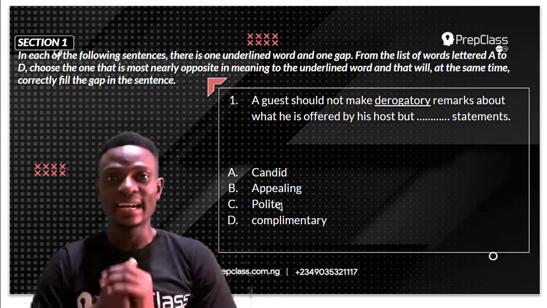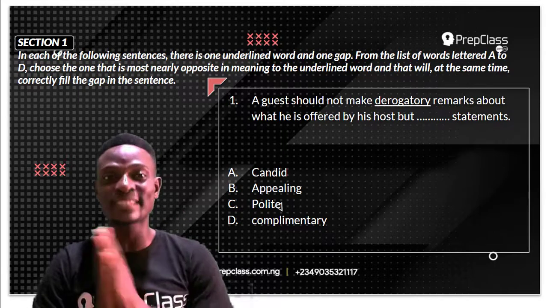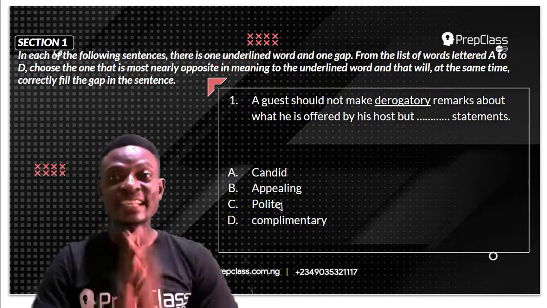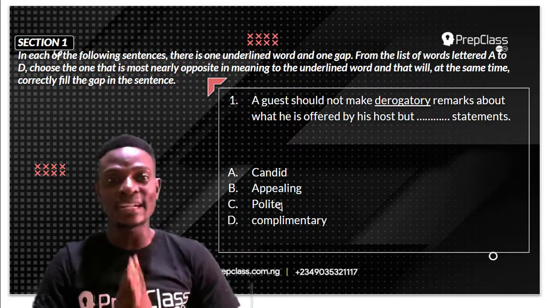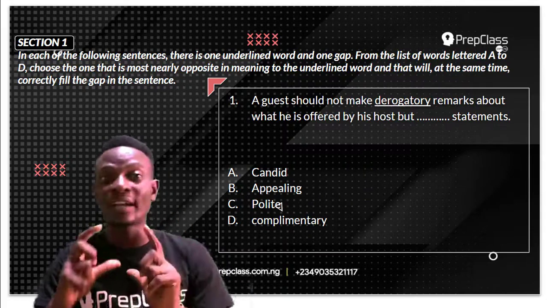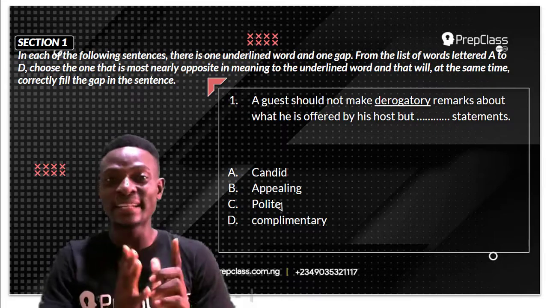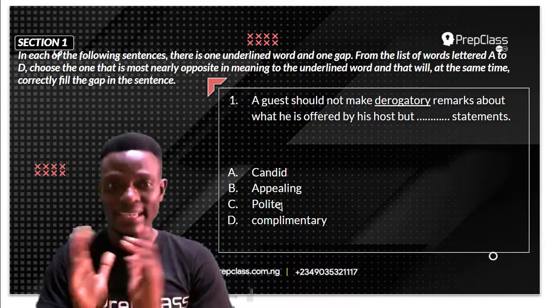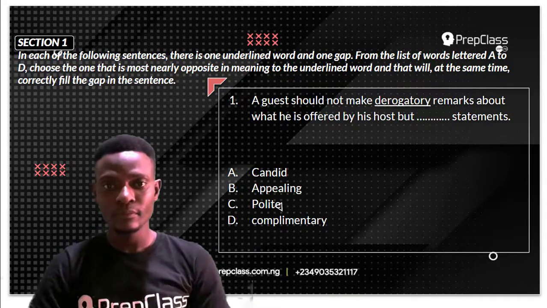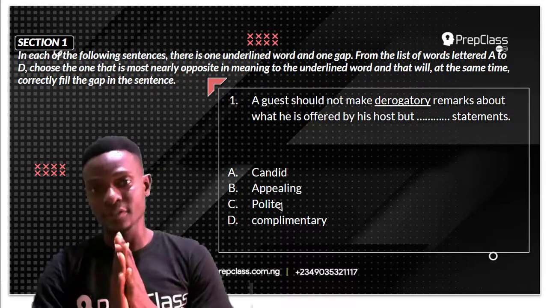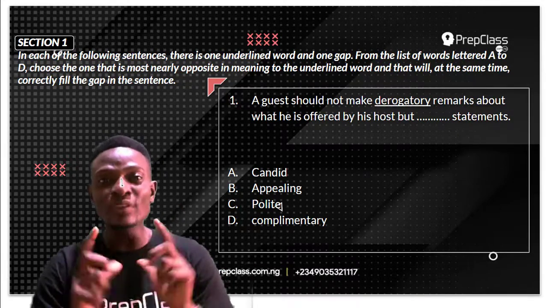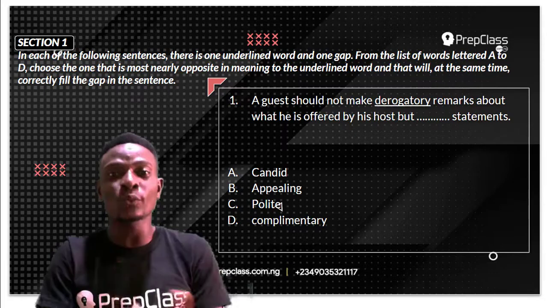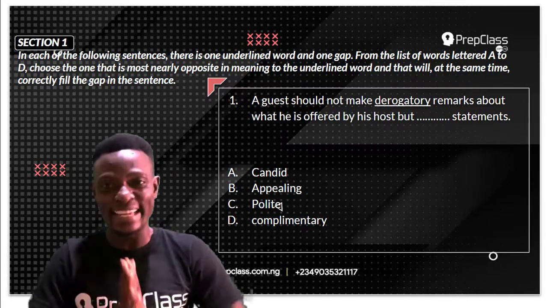Now, section 1. The instruction reads, in each of the following sentences, there is one underlined word and one gap. From the list of words lettered A to D, choose the one that is most nearly opposite in meaning to the underlined word and that will, at the same time, correctly fill the gap in the sentence. Now, this is what is required of us. We have to select a word that most nearly means the opposite of the underlined word in the sentence. At the same time, this word we are selecting has to fill in the blank space in the sentence appropriately.